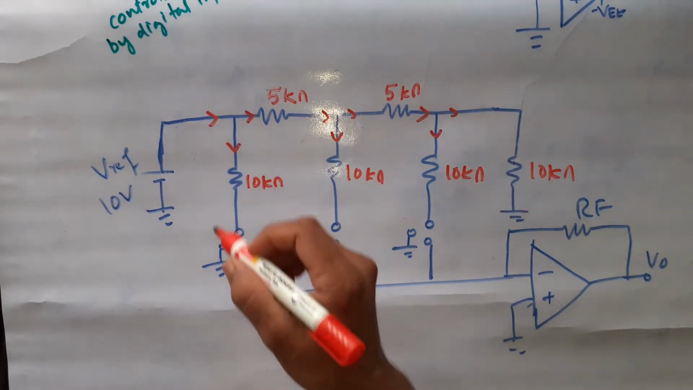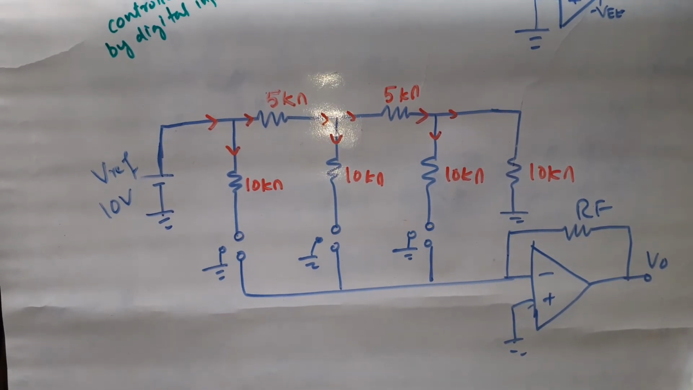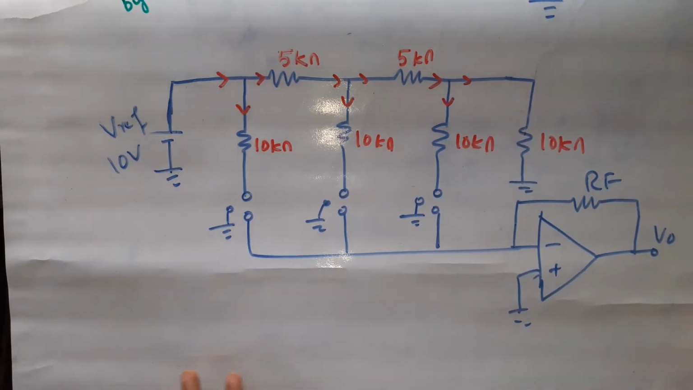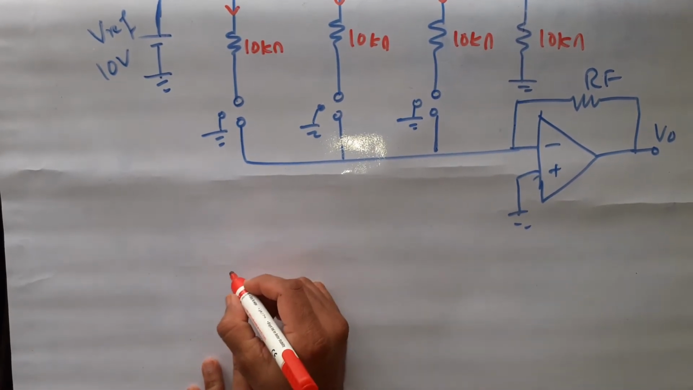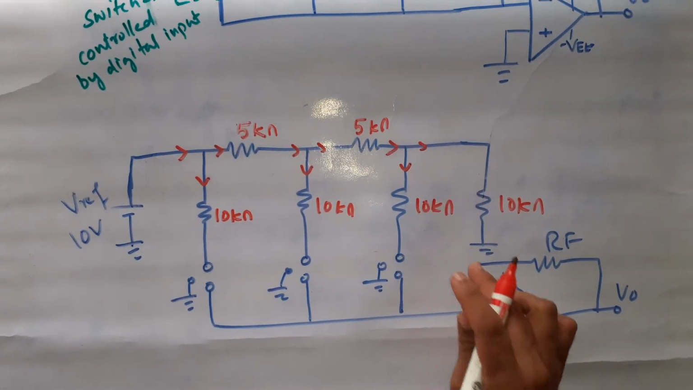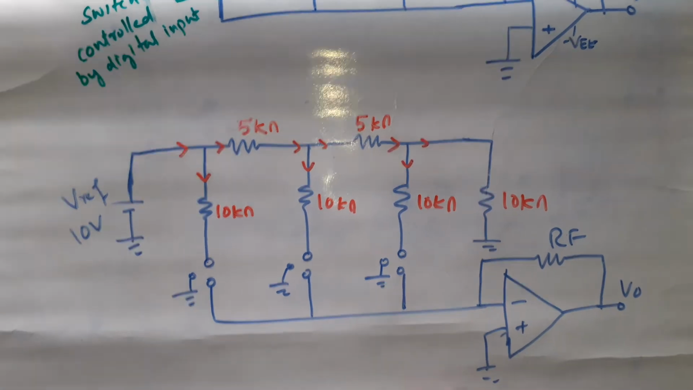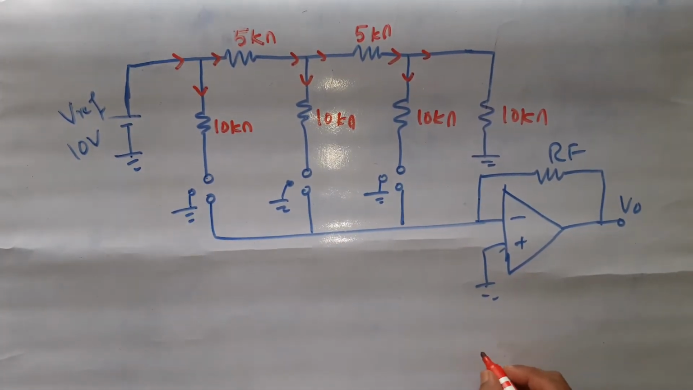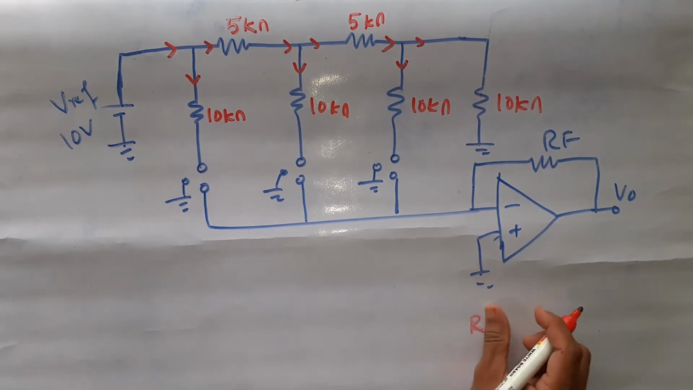Equivalent resistance of this circuit. How will you do it? Think. Yes, how will you get equivalent resistance? See, 10k, these two resistors are in parallel, right? If I do 10k, how do we take equivalent parallel resistance?